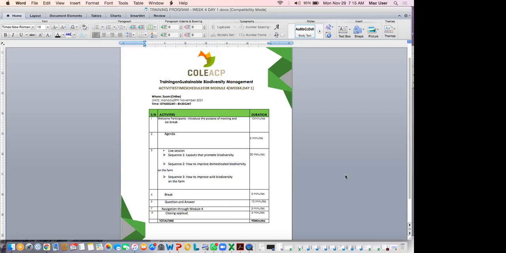We are already at the 4th week, and this week is the last week in our training on sustainable biodiversity management. This week, we'll be looking at how to promote biodiversity, how to improve biodiversity, cultivation practices on biodiversity, and the likes. And then we call it a good training for the past 4 weeks.